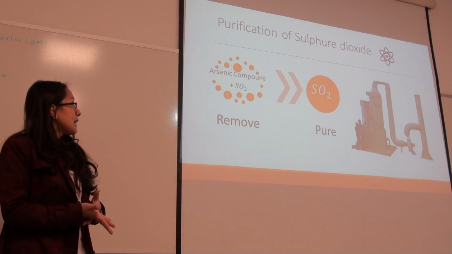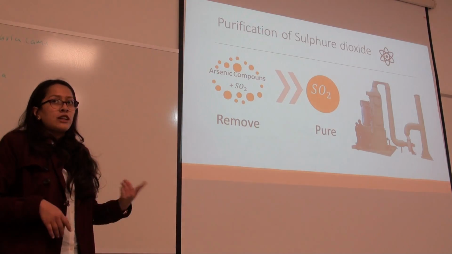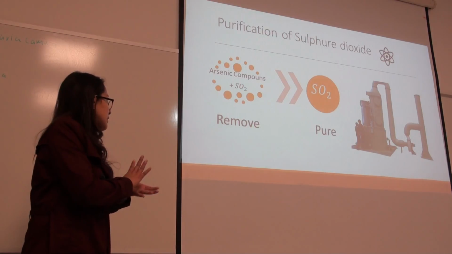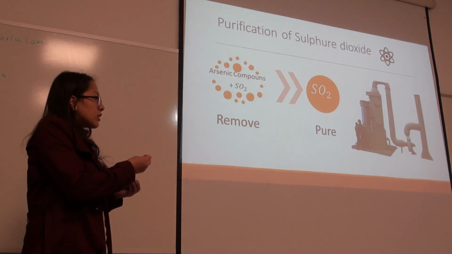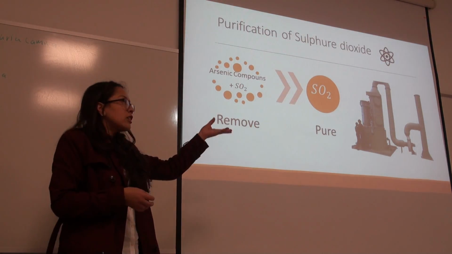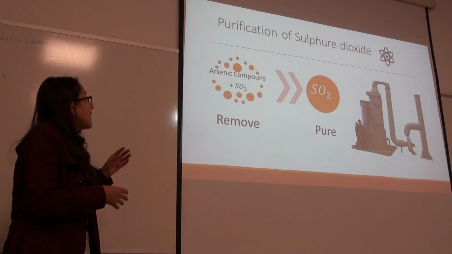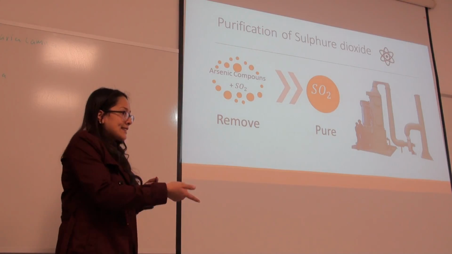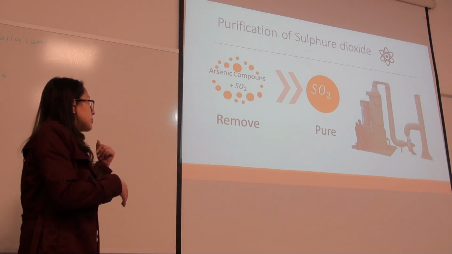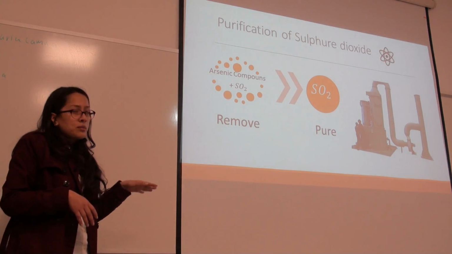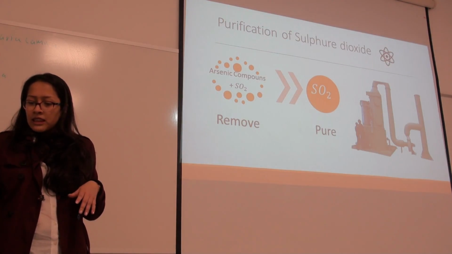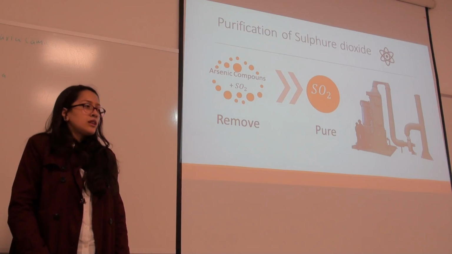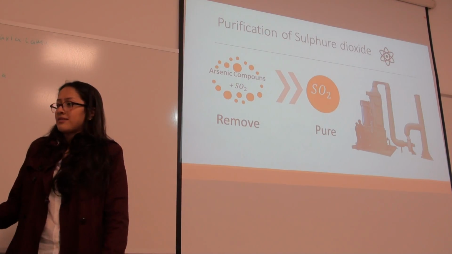The next step is the purification of sulfur dioxide. We have to do this because in the burning of sulfur and production of sulfur dioxide, we also get arsenic compounds that can poison our catalyst in the next stage. So for that, we remove those arsenic compounds, and possibly dust and things like that, that we don't want in the next stage.